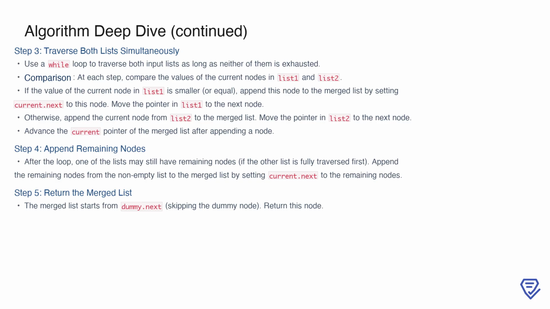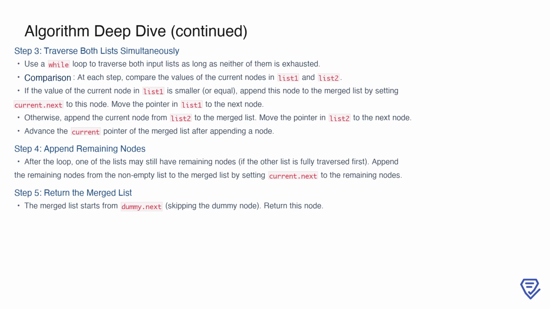With the dummy node and current pointer set up, we now traverse both input lists simultaneously using a while loop. This loop continues as long as neither list 1 nor list 2 is exhausted. During each iteration, we compare the values of the current nodes in list 1 and list 2. If the value in list 1 is smaller or equal, we append this node to the merged list by setting current.next to the node from list 1.